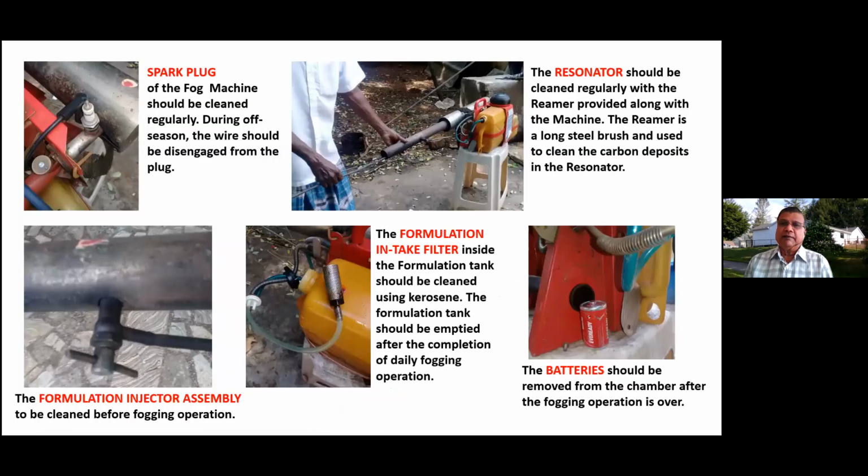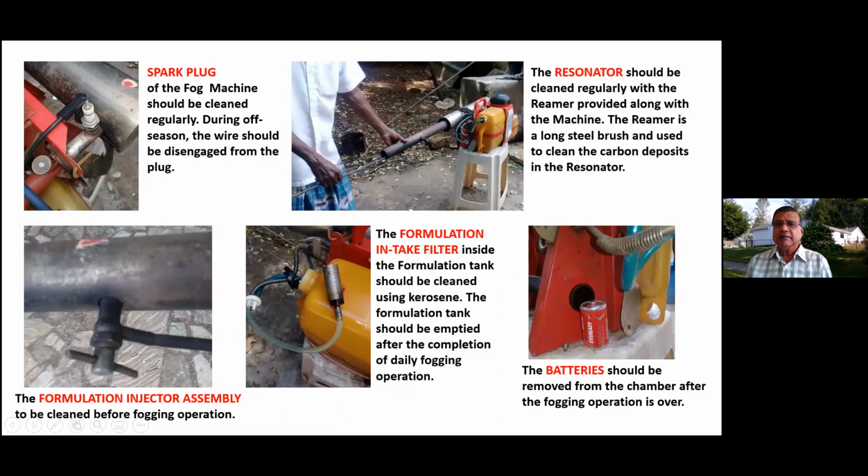So these are various tips for maintaining this machine. The first one is the spark plug. It should be cleaned regularly, just like our two-wheeler where we remove and clean it. Just like that, you remove this and clean the plug. During off season, the wire should be disengaged from the plug. See that this wire is disengaged from the plug during off season.